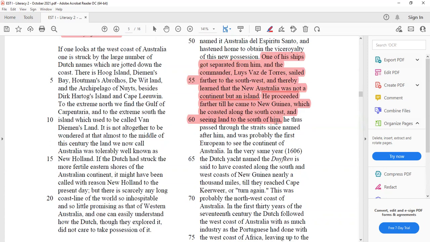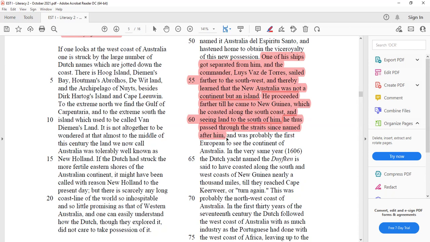From 62, he said from end. Where's end here? 62. I make a mistake. I told you I must complete this one. I'm sorry. He said till him. I thought him is this one. No, him is here. Okay, this includes these guys. He thus passed through the streets since named after him.